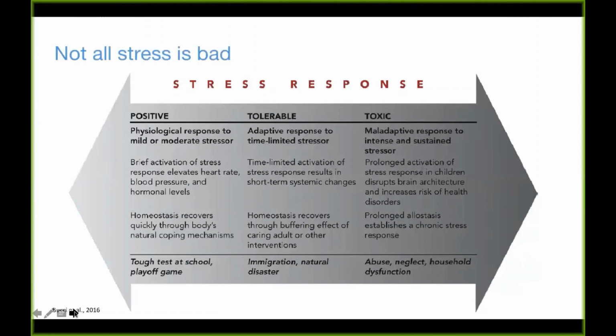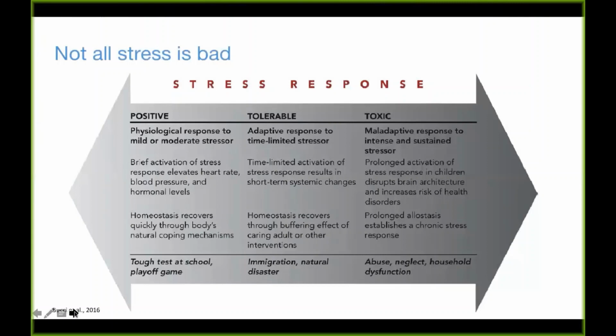This arrow here shows us the spectrum of the stress response, including positive, tolerable, and toxic stress. And the physiologic response to stress depends on the nature of the stressors and the availability of buffering and coping strategies. So a positive or tolerable stress response is characterized by a return to homeostasis, whereas a toxic stress response may induce more lasting changes.